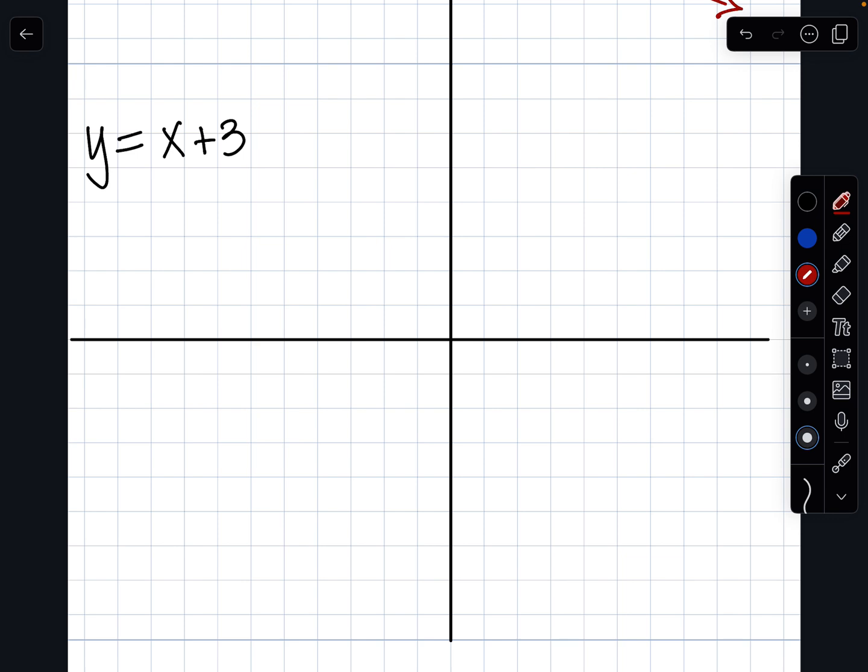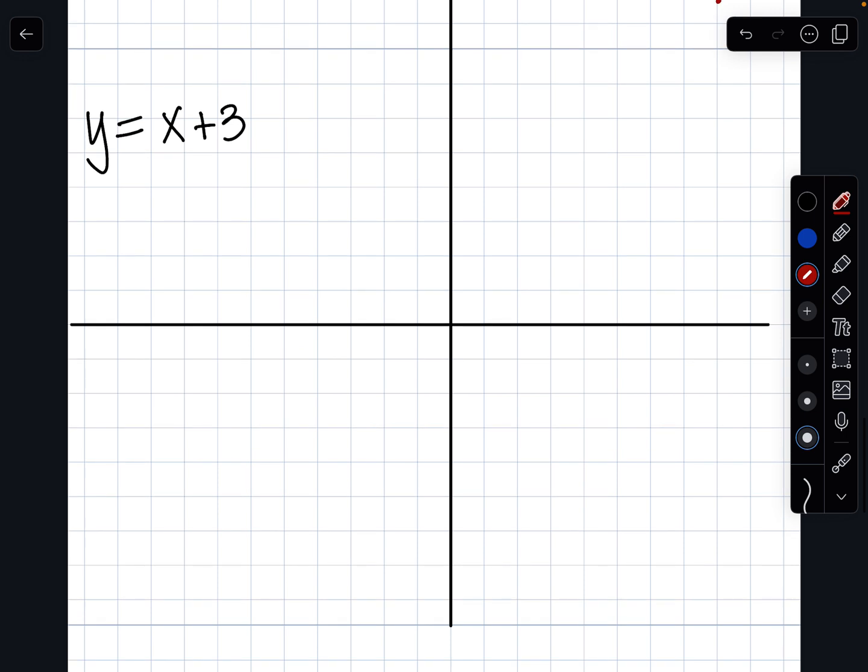Dylan, can you tell me what my y-intercept is on this equation? Okay, so where would you put your first point? Up 3. Good. Okay, who can tell me what my slope is here? 1, right? Whenever we don't see a number in front of x, it's always 1. What about my slope as a fraction? 1 over 1. So, Callan, where would I go to write my next point? Up 1, right 1. Up 1, right 1.